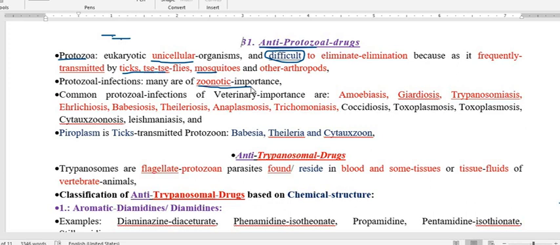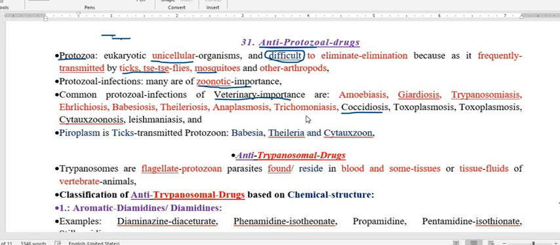There are various protozoal infections of veterinary importance: amoebiasis, giardiasis, trypanosomiasis, ehrlichiosis, babesiosis, theileriosis, anaplasmosis, trichomoniasis, coccidiosis, and so on. We already discussed the anticoccidial drugs earlier.